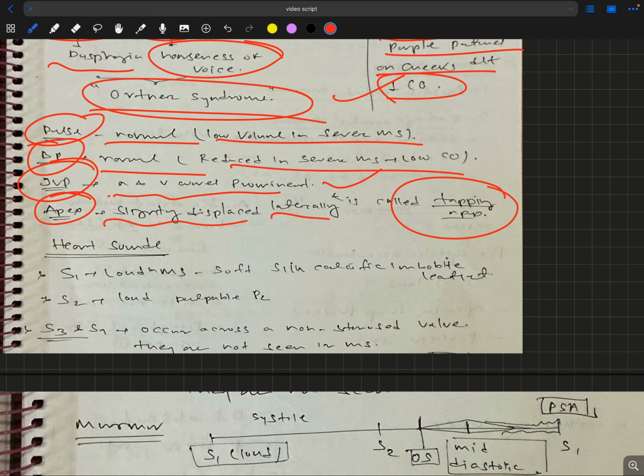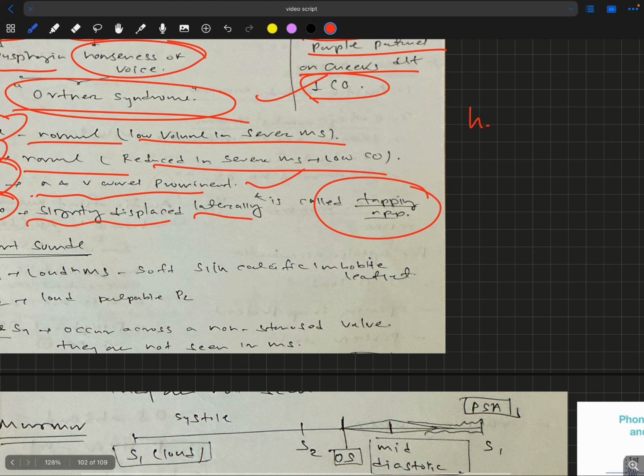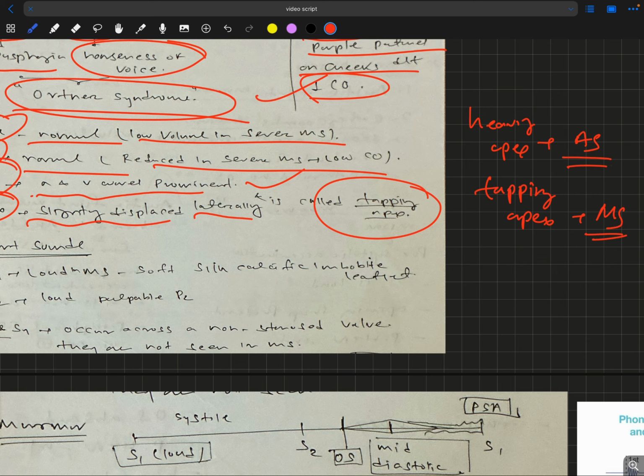Heaving apex is seen in case of AS. Tapping apex is seen in case of MS. So heaving apex in AS, tapping apex in MS.